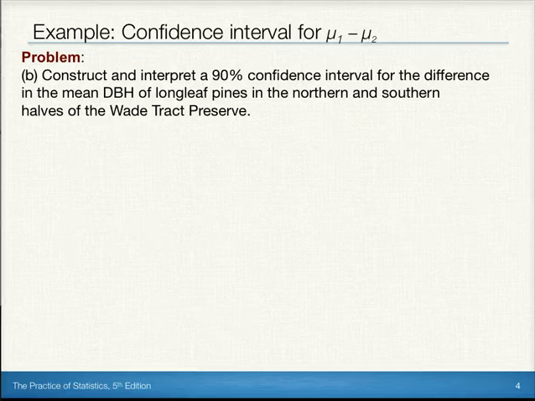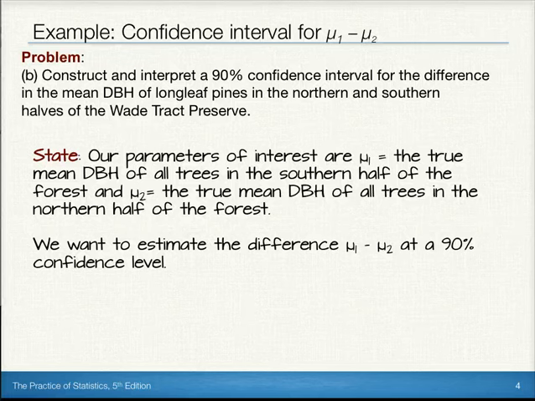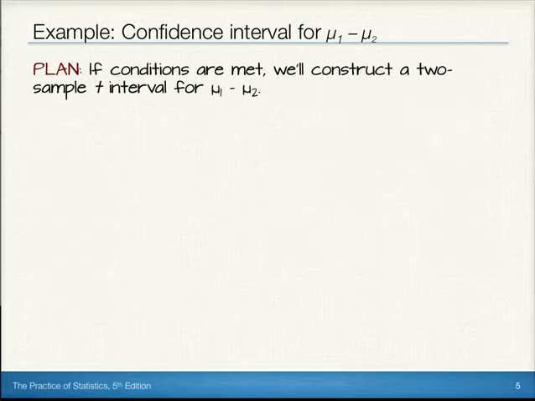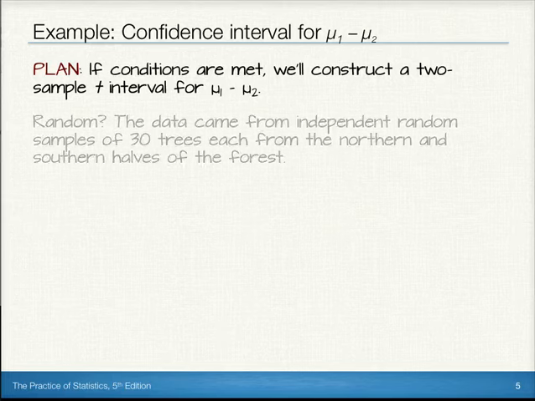Now let's construct and interpret a 90% confidence interval for the difference in the mean DBH of longleaf pines in the northern and southern halves of the Wade Tract Preserve. Our parameters of interest are mu1, the true mean DBH of all trees in the southern half, and mu2, the true mean DBH of all trees in the northern half of the forest. We want to estimate the difference mu1 minus mu2 at a 90% confidence level. Well, if our conditions are met, we'll construct a two-sample t-interval for the difference in means.